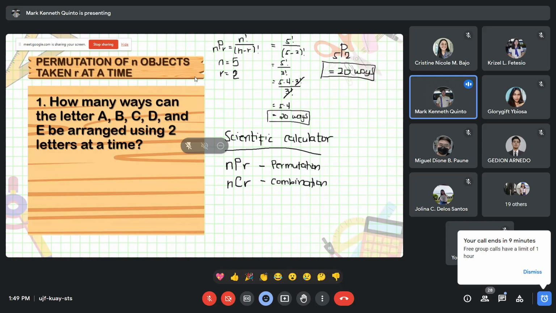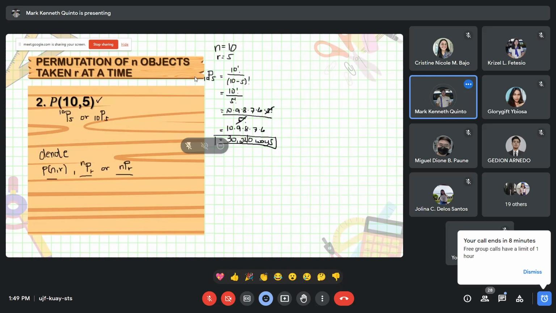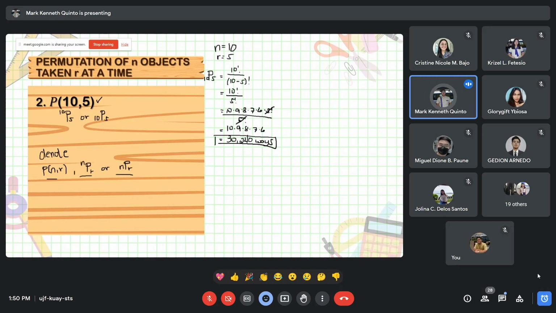Okay, let's see. They have a question. So, 20 ways. Did you get how to use the calculator? Yes po. Okay, since you got it, if you try example number 2, we have 10, shift, NCR or NPR, but it should be P because it is permutation, then 5, and the answer is still 30,240 ways. Okay, questions? We still have 8 minutes.